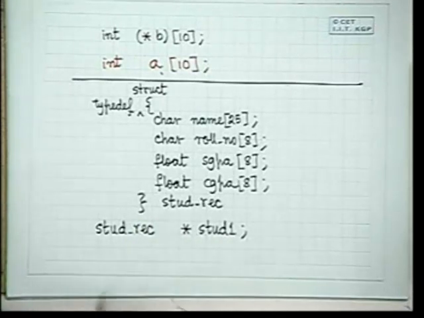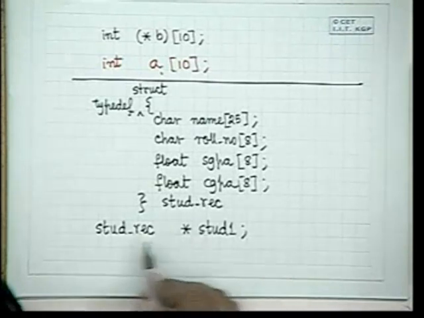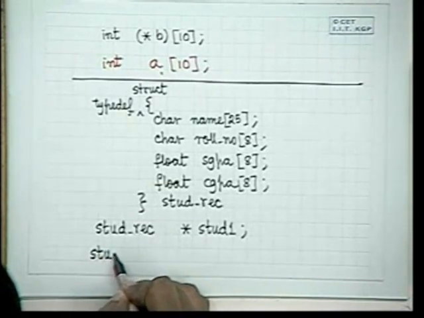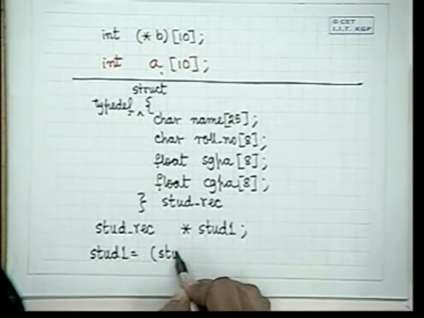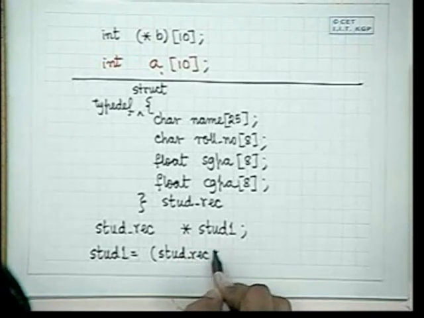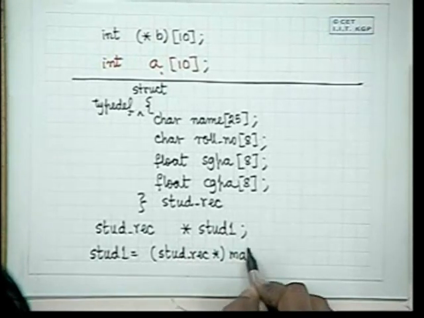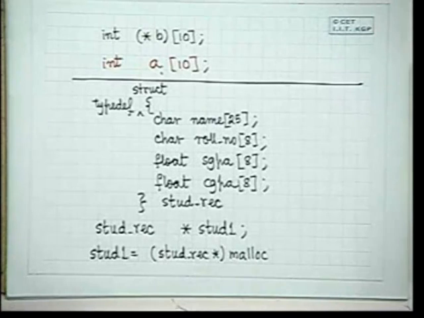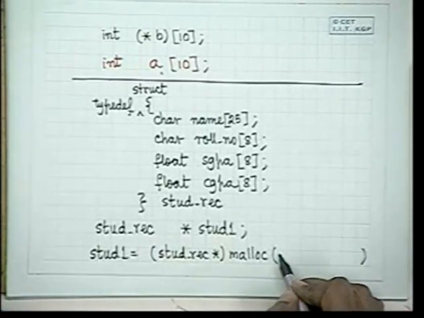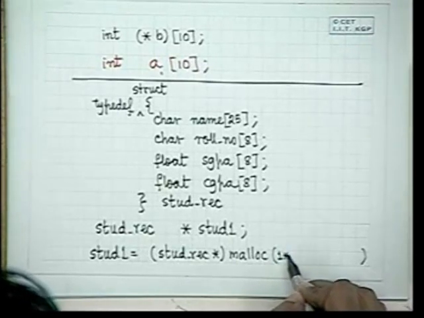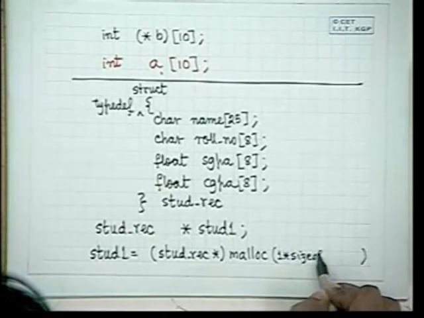And you can define studrec star, so now you have defined a pointer to that, and you can dynamically allocate it as stud1 is equal to studrec star malloc, 1 into, let us say we want only 1. If you want 20, 30, whatever, you can do that. Suppose you want just 1, then 1 into sizeof studrec.